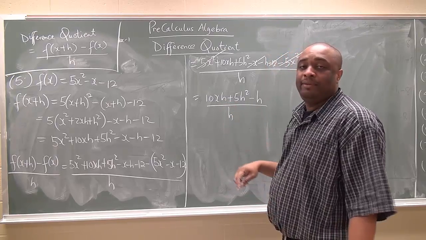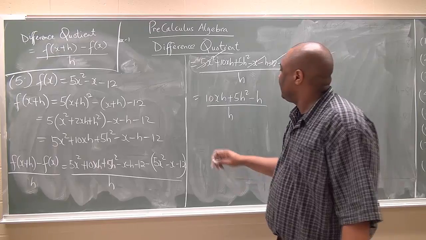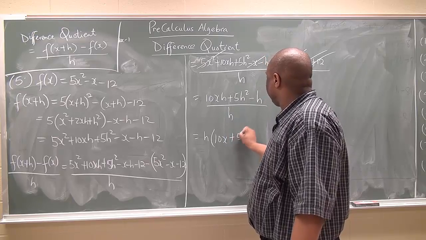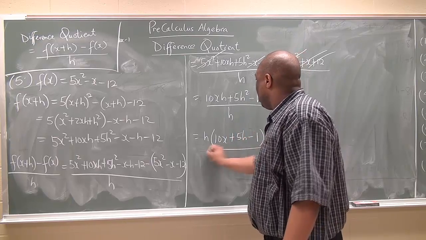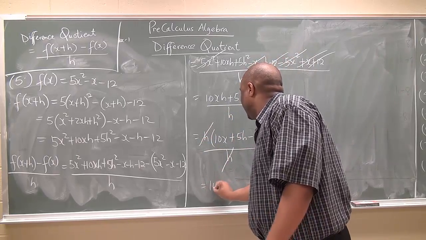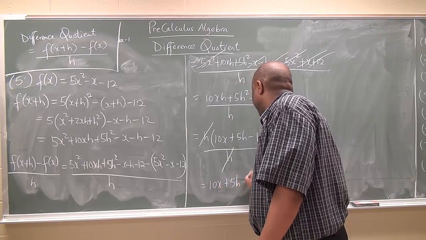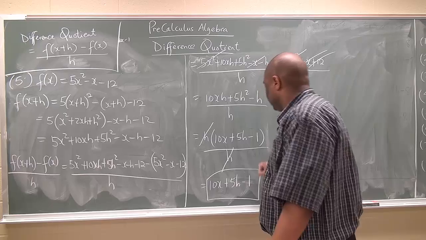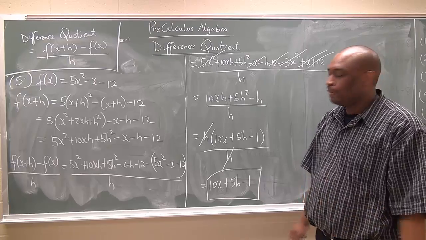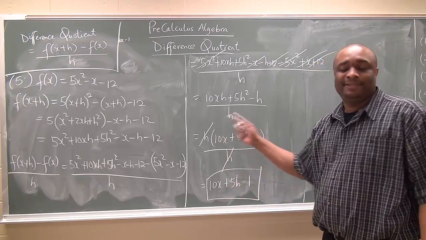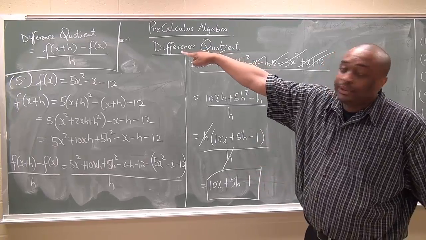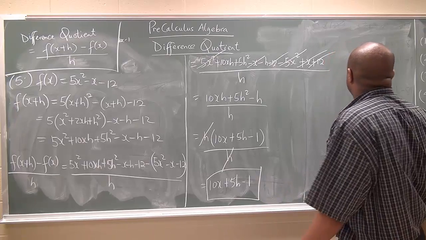Then we factor the numerator by GCF. This is h times 10x plus 5h minus 1, all over h. Bam, bam. Done. And you now have 10x plus 5h minus 1. This becomes your answer. Now when you find the limit as h tends to 0, this will be 10x plus 5 times 0 minus 1, which is now 10x minus 1. 10x minus 1. All right.